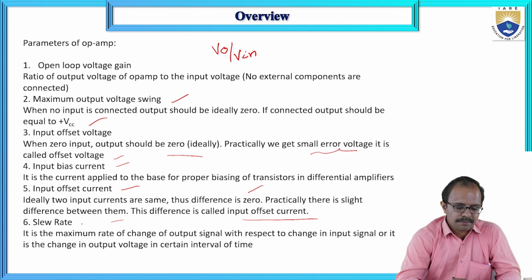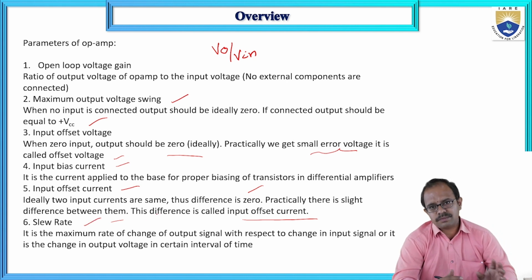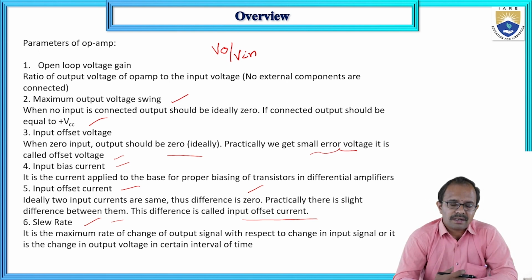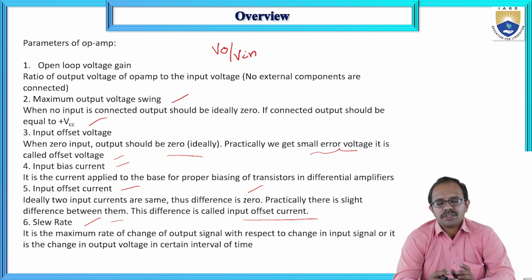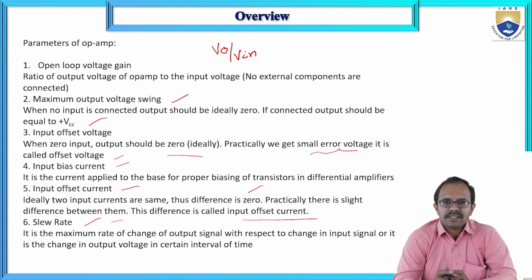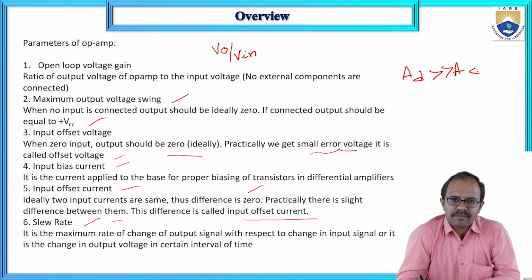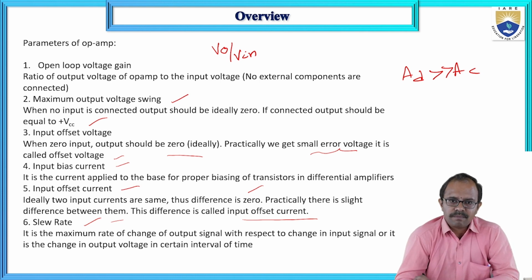And the last parameter is nothing but the slew rate. So another important parameter. Do remember CMRR and the slew rate are very, very important in the context of your operational amplifier. CMRR should be high. High means differential gain AD should be as high as possible when compared to your common mode gain. Differential gain should be very high when compared to the common mode gain.